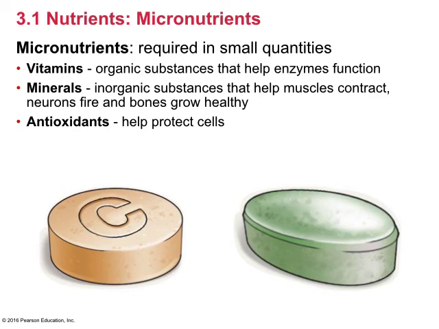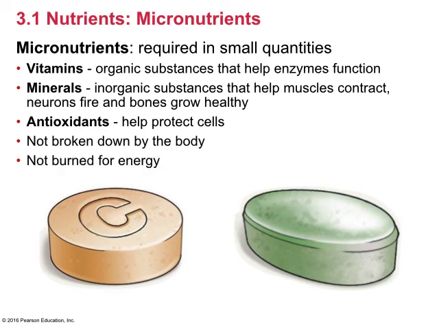Minerals are inorganic, so they are typically not made of carbon and hydrogen. They're things like zinc and magnesium. They have different functions, like they help muscles contract, they help neurons fire, and they help bones grow healthy. And antioxidants help protect cells. We'll actually look at antioxidants a little more in depth. These micronutrients are not broken down by the body, and they're not burned for energy. They are just there to help proteins and help cells do their thing, but they're not an energy source.